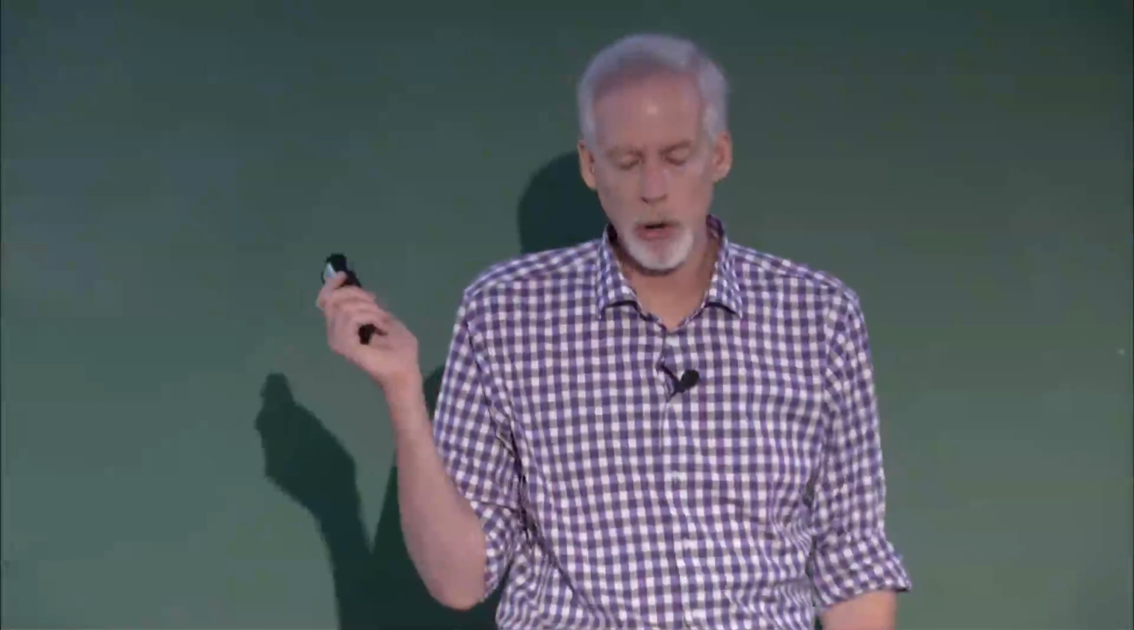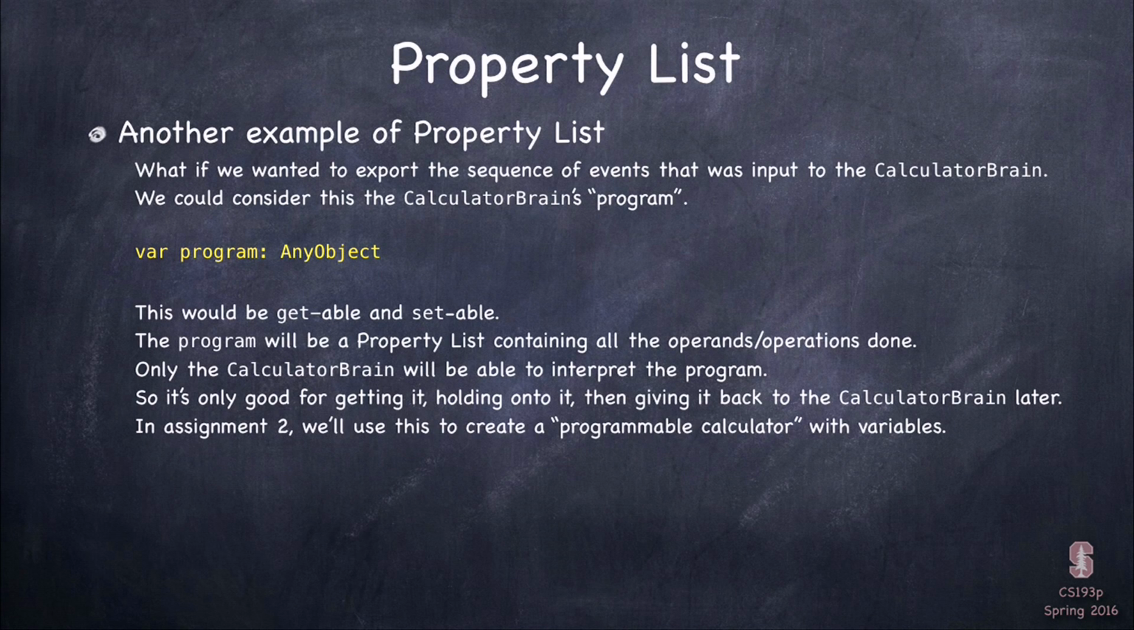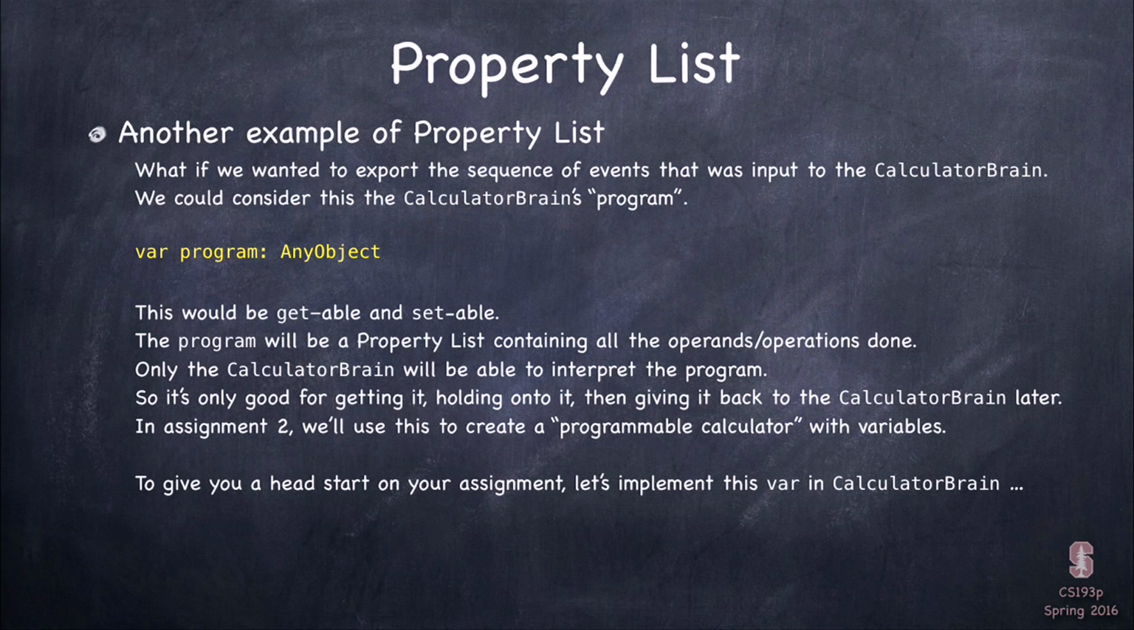All right, I got a program. I'm going to put it in user defaults. Next time my program runs, I can pull it out and ask a calculator brain to run it. You see, it's just more flexible to be a property list. So that's what we're going to do. We're going to create a var called program in our calculator brain. It's going to be gettable and settable. When you get it, it gets the current program that the calculator brain has just run. And when you set it, it runs the program. Okay? All right, so I'm going to do that as the demo.